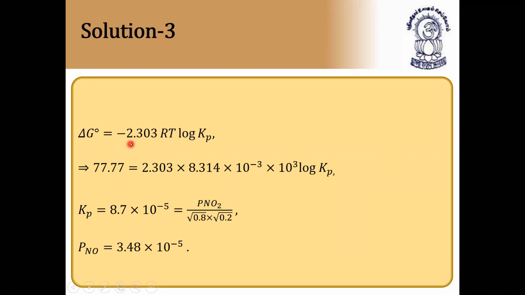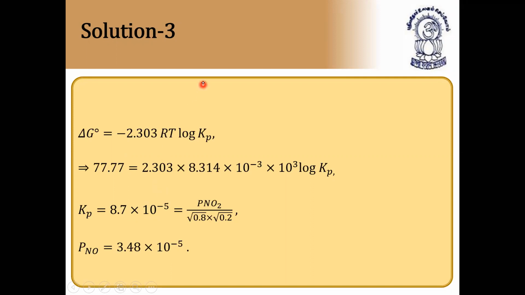See, delta G is equal to minus 2.303 RT log Kp. So that is 77.77 is equal to 2.303 into 8.314 into 10 to the power of minus 3, because it is given in joules, so into 10 to the power of 3, log Kp. Why did you get 10 to the power of 3? Because R is 8.314 into 10 to the power of minus 3. And T is what? Temperature is 1000 kelvins. So Kp is equal to 8.7 into 10 to the power of minus 5.